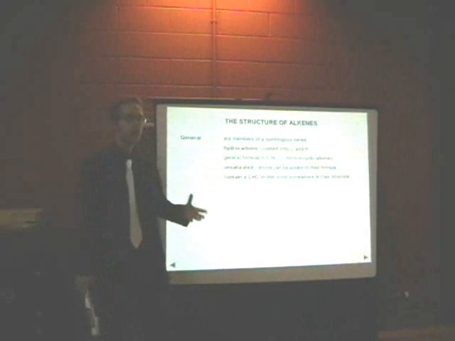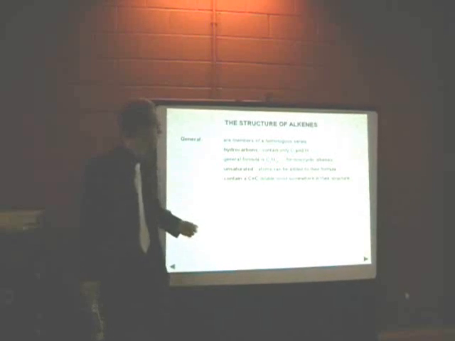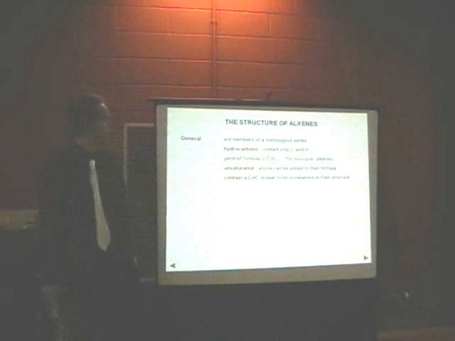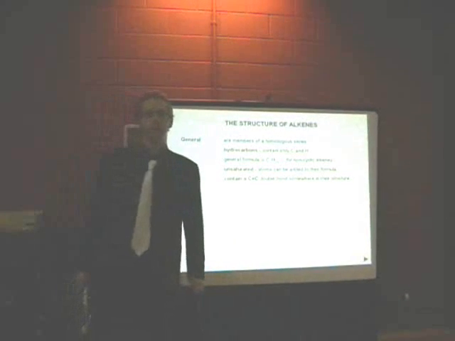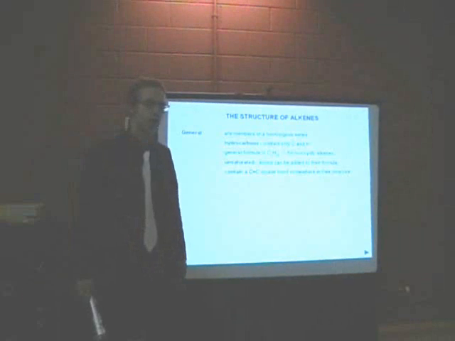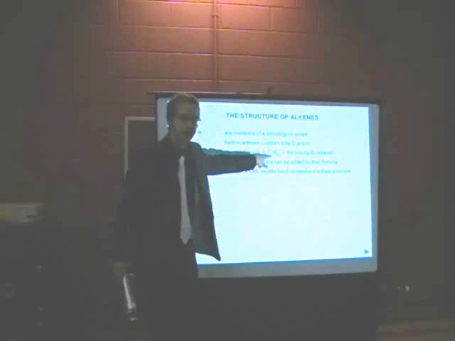So, do we remember, hydrocarbons contain only carbon and hydrogen. Okay? You can't just say they contain carbon and hydrogen, you have to say they contain carbon and hydrogen only. General formula for an alkene is CnH2n. Right. Formula is CnH2n.